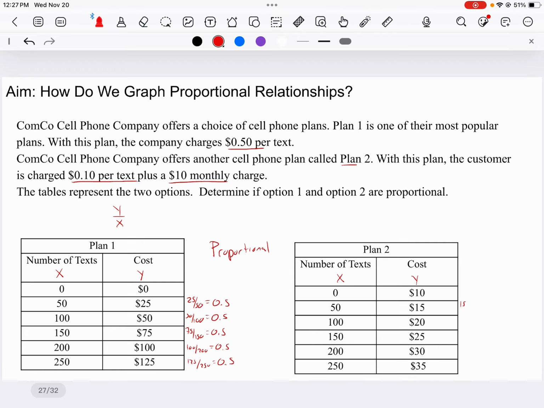Plan 2 now, 15 divided by 50 is 0.3. Plan 2, continuing now, 20 divided by 100 is 0.2. Now, since 0.3 and 0.2 are not the same, this table is not proportional. So Plan 1 is proportional and Plan 2 is not proportional.